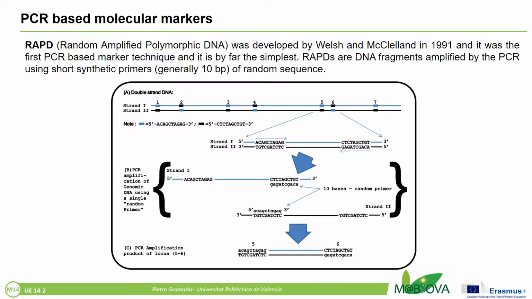RAPDs are DNA fragments amplified by the PCR using short synthetic primers, generally 10 base pairs of random sequence. The method is based on enzymatic amplification of target or random DNA segments with arbitrary primers. In this reaction, a primer pair anneals to the genomic DNA at two different sites on complementary strands of DNA template. If these priming sites are within an amplifiable range of each other, a discrete DNA product is formed through thermocyclic amplification.